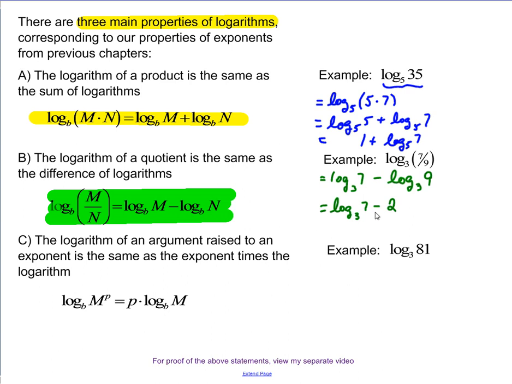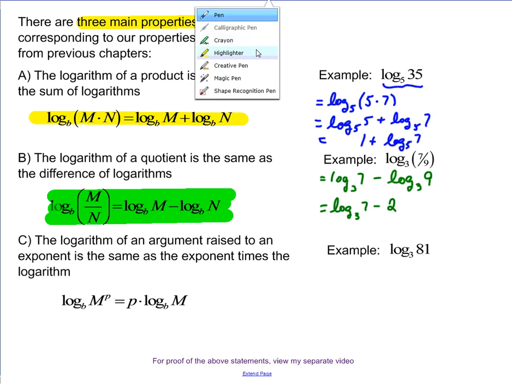And if you actually go through and work this out, take the logarithm base 3 of 7, subtract 2 from that number, you should get exactly the same as if you used your change of base theorem and evaluated logarithm base 3 of the fraction 7/9.